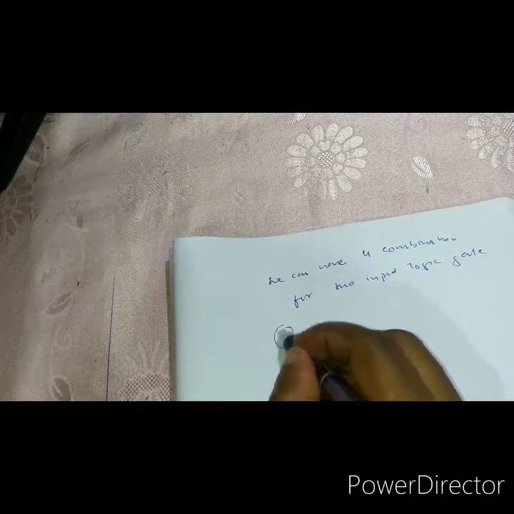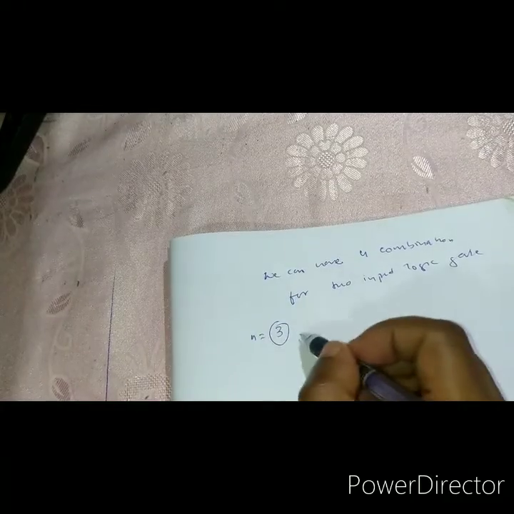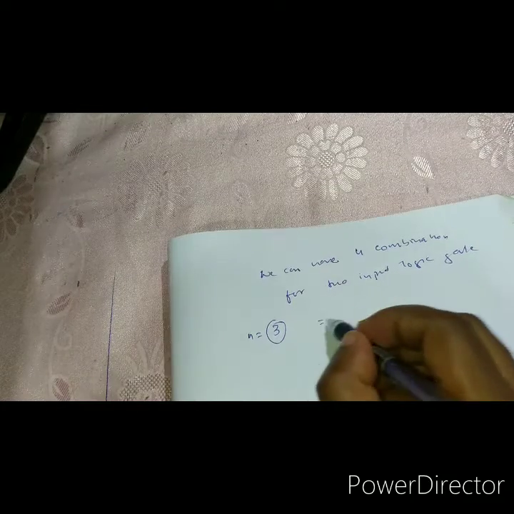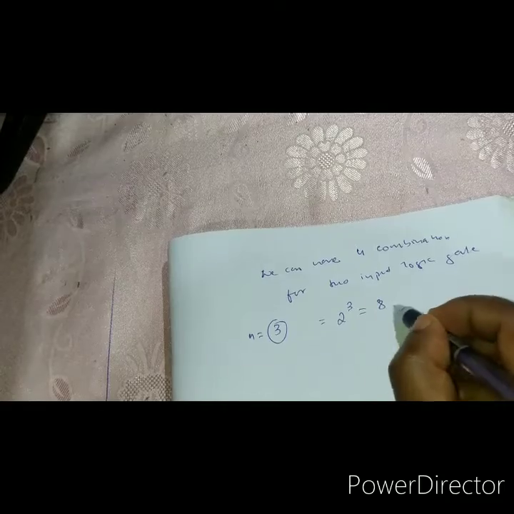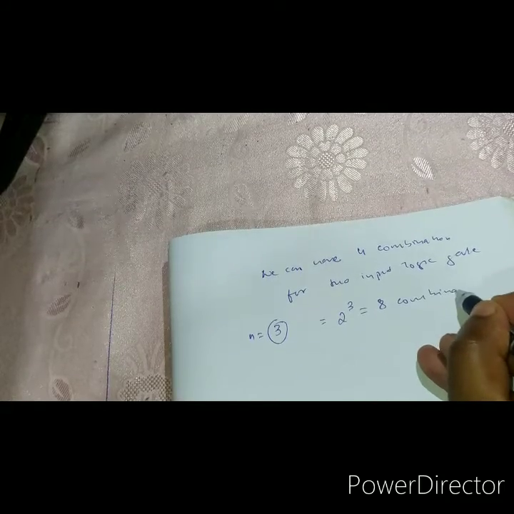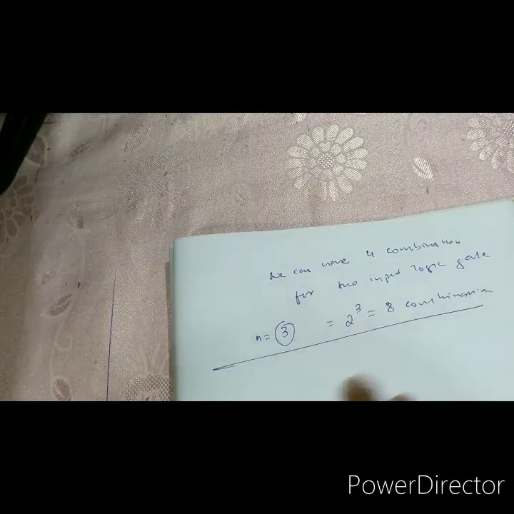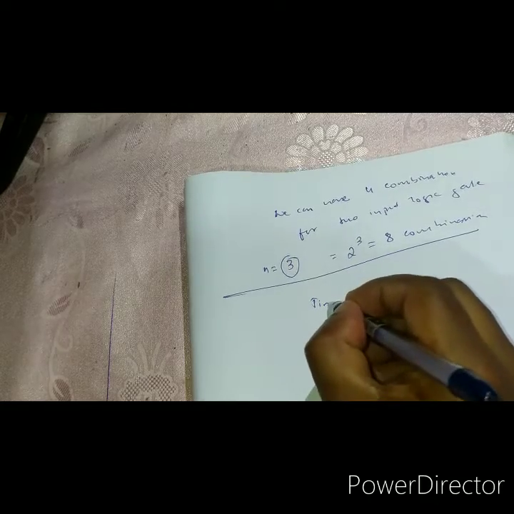Similarly, if we are having a 3 input logic gate, we can have 2 to the power 3, which is 8 combinations in the truth table. So now let us see the timing diagram.